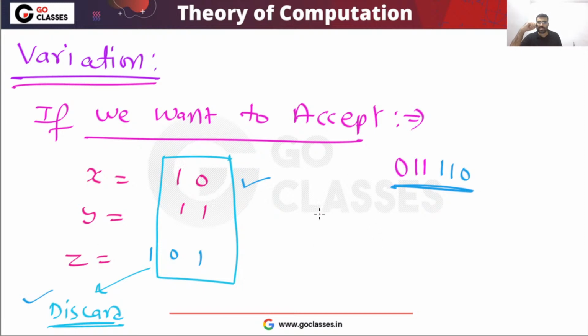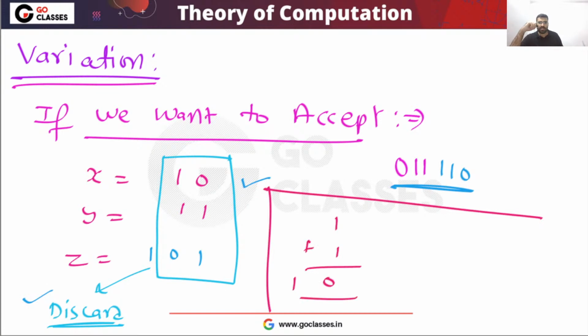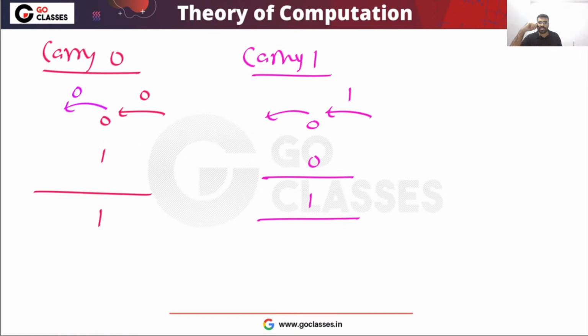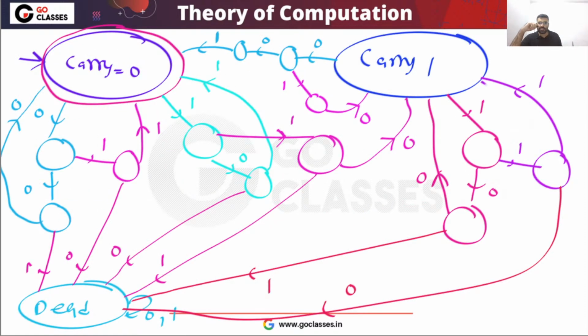So if I want to accept this string also, like 1 plus 1, so you know that will be 0 1. If I want to accept 1 1 0, if we want to accept this string, then what should I do? Then in this DFA, what changes do I have to do?